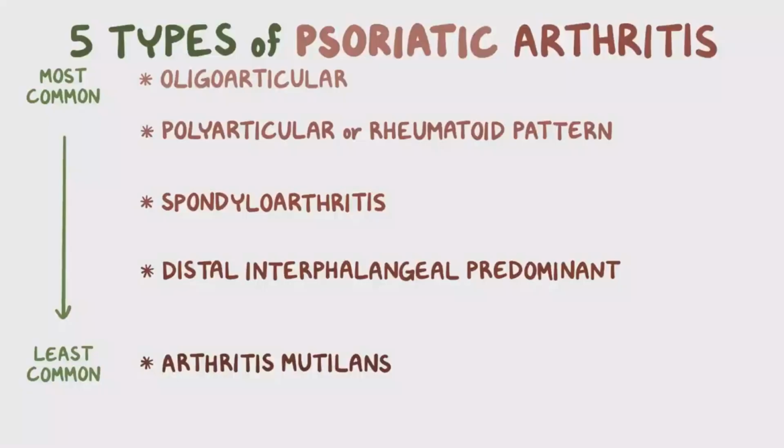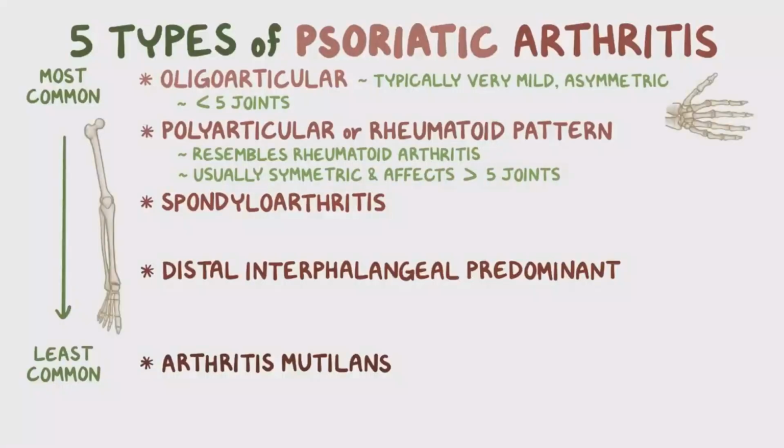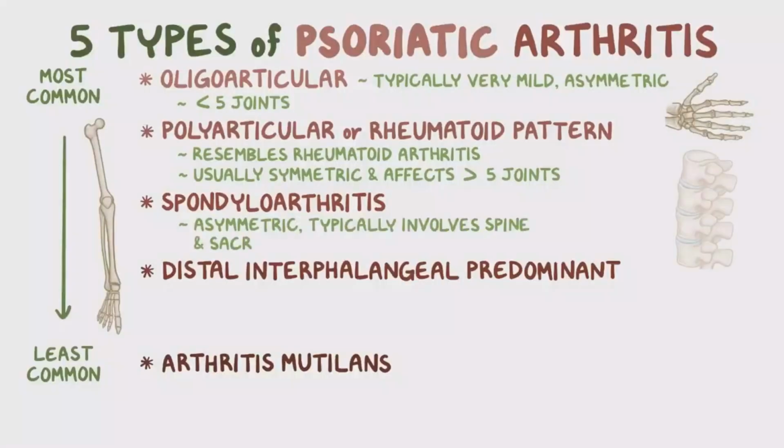The oligoarticular type is typically very mild, often asymmetric in terms of joint involvement, and usually involves fewer than 5 joints. The polyarticular type is also called rheumatoid pattern because it resembles rheumatoid arthritis. It's usually symmetric and affects 5 or more joints, including the joints of the hands, wrists, feet, and ankles. The spondyloarthritic type is asymmetric and typically involves the spine and sacroiliac joint. It causes fusion of the vertebral bodies, and that leads to stiffness of the neck and the sacroiliac joint.